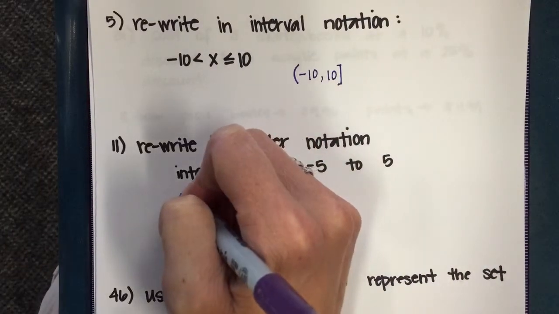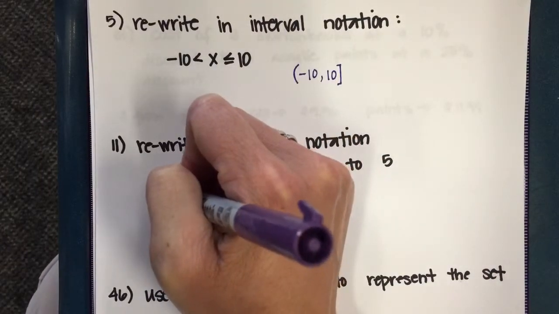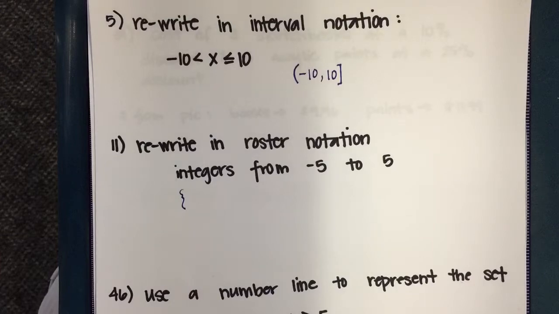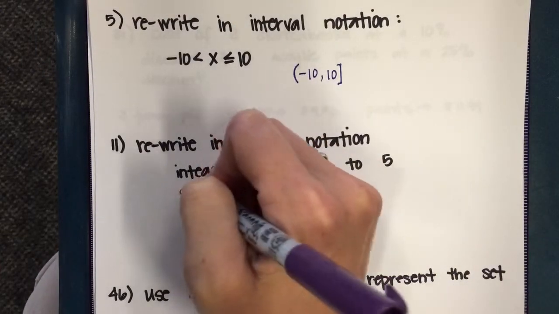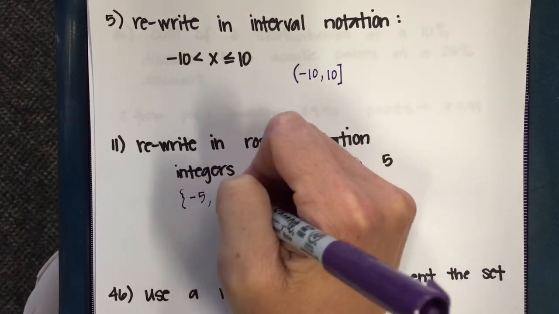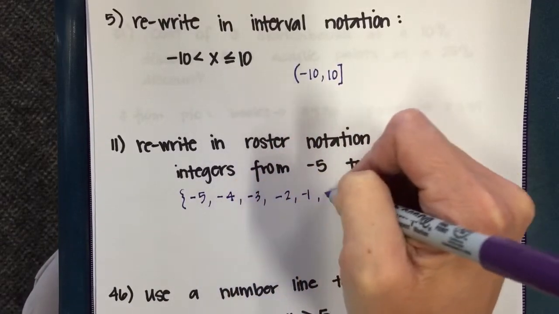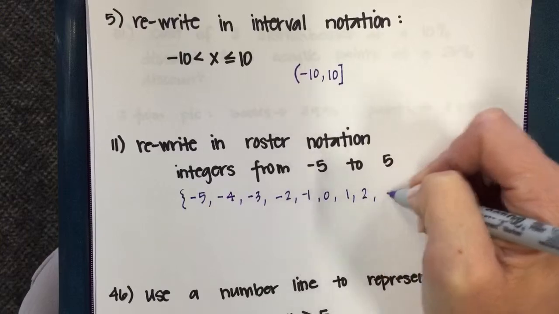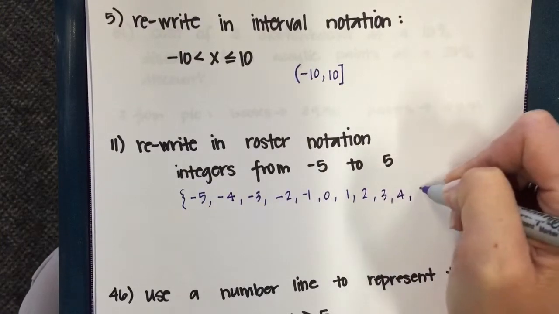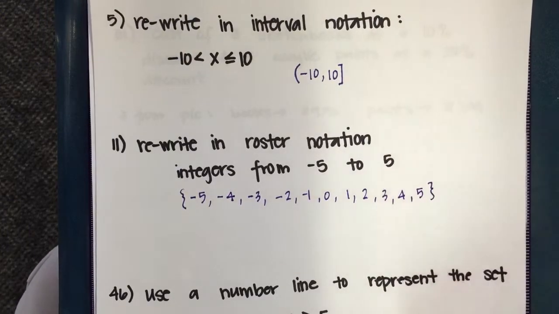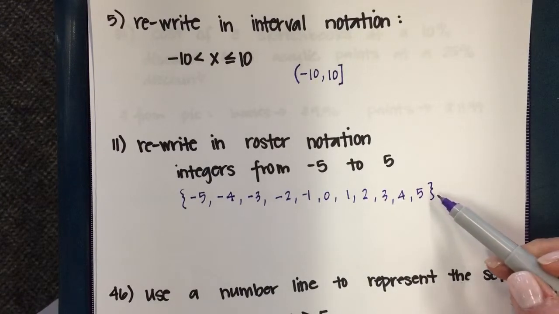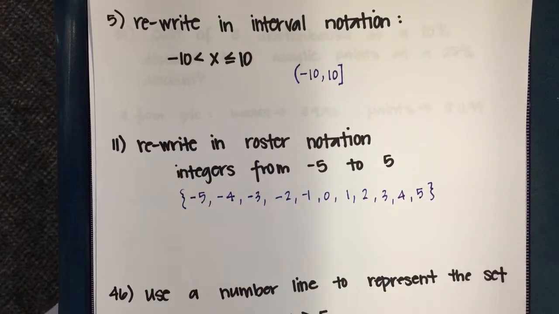So we use those little brackets, the set brackets that are curly, and we just start listing -5, -4, -3, all the way up to +5, and then the other set bracket for the right hand side.